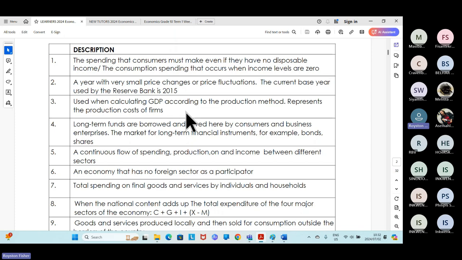The third concept that they give us here is used when calculating GDP according to the production method, and it represents the production cost of firms. Does anyone have an answer for us here? For number three?